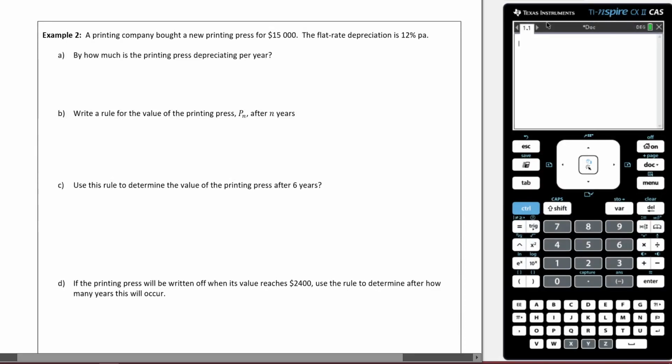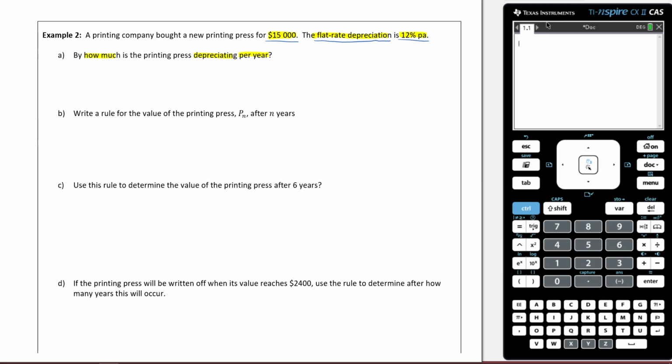All right, let's now work on example 2 here, which says a printing company bought a new printing press for $15,000. The flat rate depreciation is 12% per annum. By how much is the printing press depreciated per year? So first things first, we're dealing with flat rate depreciation, which means we're losing 12% per annum of the original cost each year. That's what flat rate depreciation tells me.